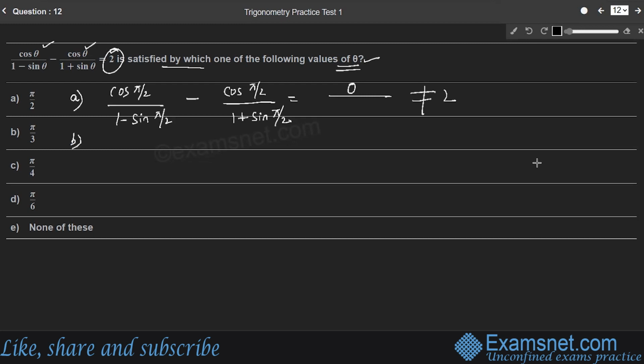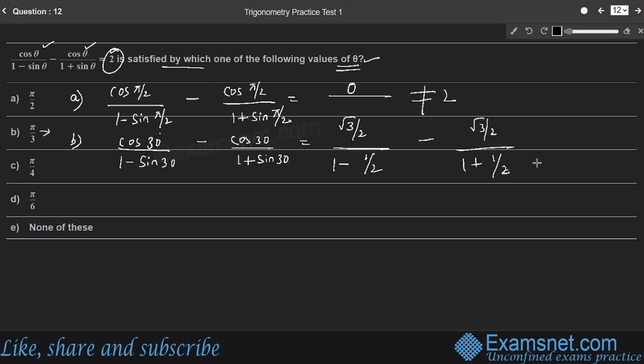Consider option B. In option B, we have to substitute the value of theta as pi by 3, right? So cos pi by 3. What is pi by 3? It is nothing but 60 degree, so you can write pi by 3, otherwise you can write 30 also, right? So cos 30 by 1 minus sin 30 minus cos 30 by 1 plus sin 30. What's the value of cos 30? It is root 3 by 2, right? By 1 minus sin 30, which is 1 by 2, right? Minus cos 30, again root 3 by 2, by 1 plus 1 by 2, 1 plus sin 30, right?